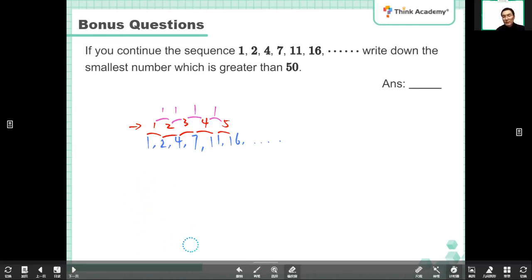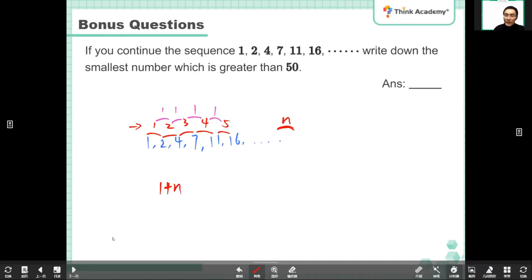So the question is asking for the smallest number which is greater than 50. So it's basically just the first number that exceeds 50. That's what the question is looking for. So I don't know what number we're looking for. What is the last term in this arithmetic progression? Let's just say it's n or x. Personally, I prefer n. So 1 plus n.